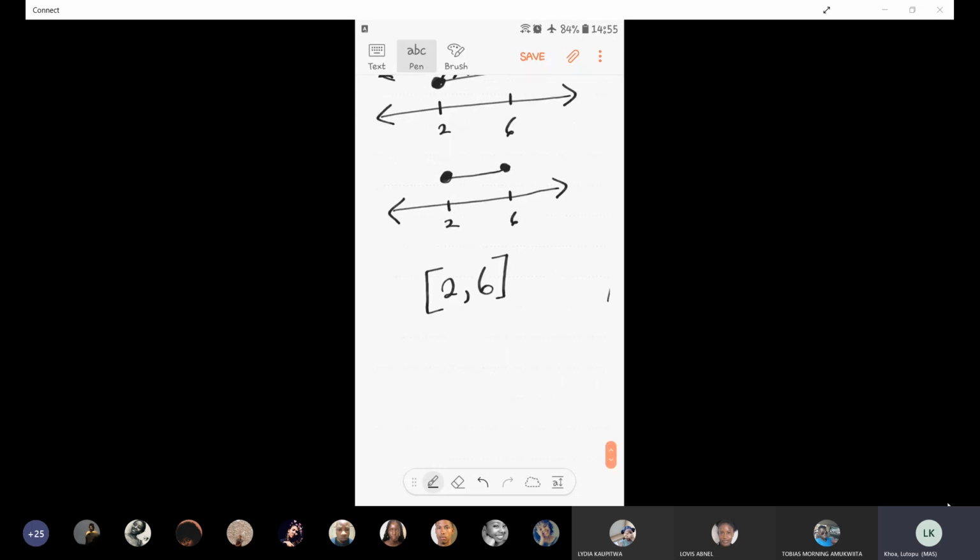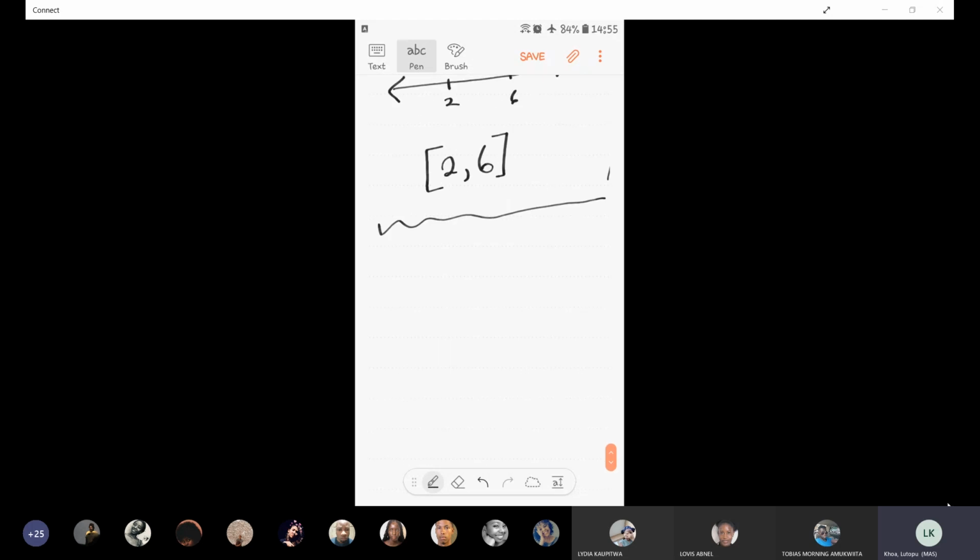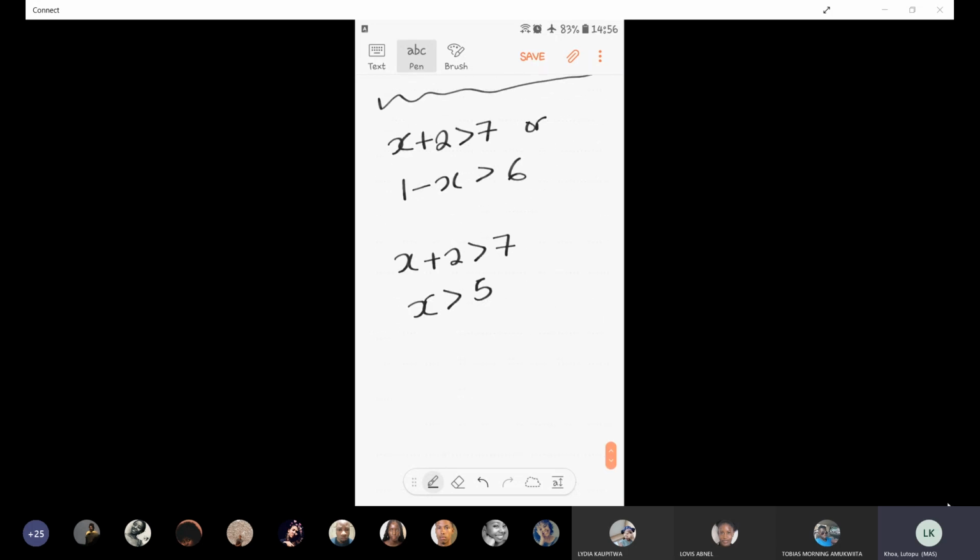Then we do one more. x plus 2 is greater than 7, or 1 minus x is greater than 6. So we solve the first one. We have x plus 2 greater than 7. This means that x is greater than 5. So I subtract 2 on both sides. This is my first solution.